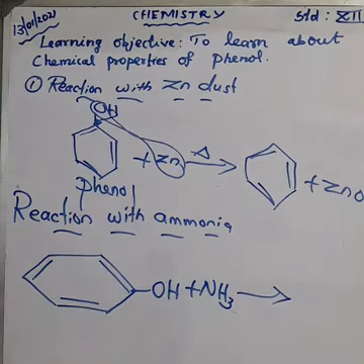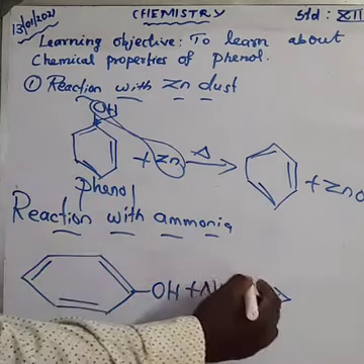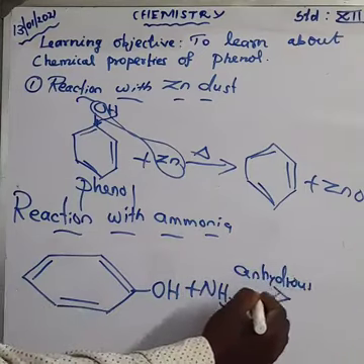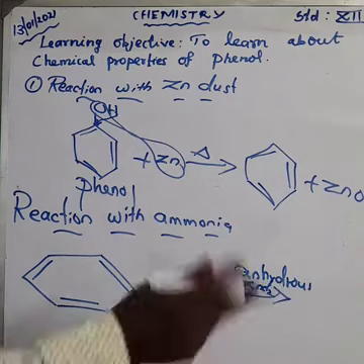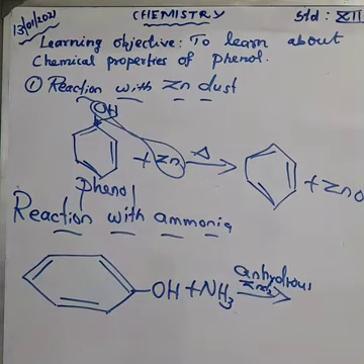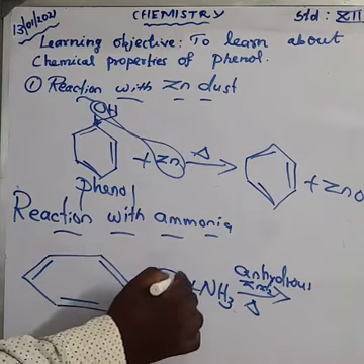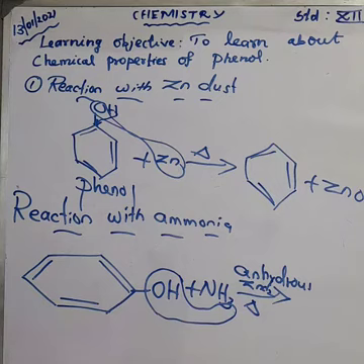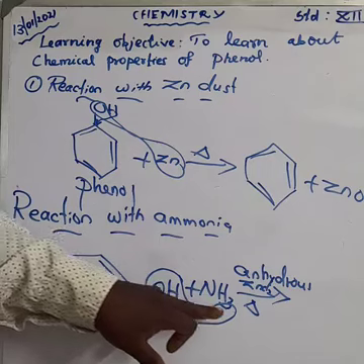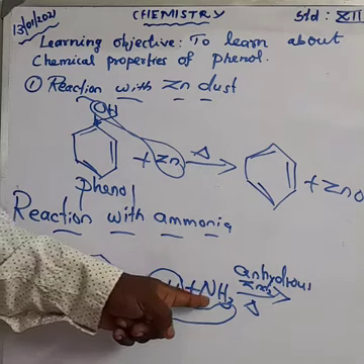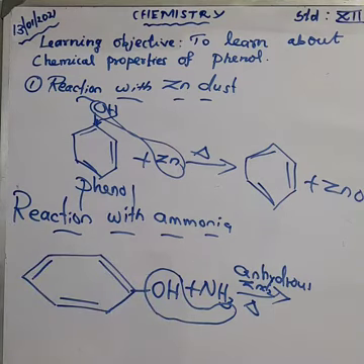Here we are using one of the reagents, called anhydrous zinc chloride. The formula for zinc chloride is ZnCl2. We are heating. Here the OH combines with one of the hydrogens from ammonia. We get water. So the NH3 group is converted into NH2.